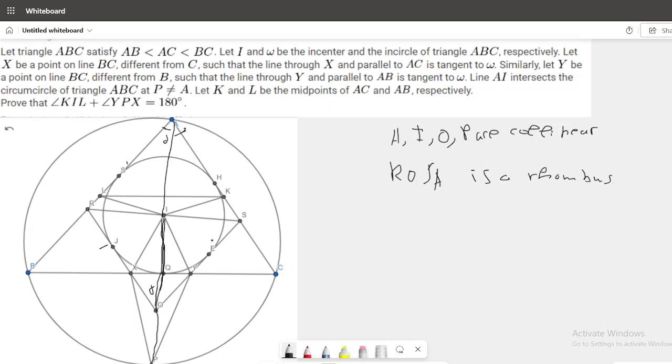Okay. Well then, if this is alpha, this is alpha, this is 180 minus alpha. And so is this 180 minus alpha. Well, what does this tell us? We know that PC and PB are equal to each other. So if we connect this, we know that this is alpha, and the same way, this is alpha. We get PBXO and PCYO are cyclic.